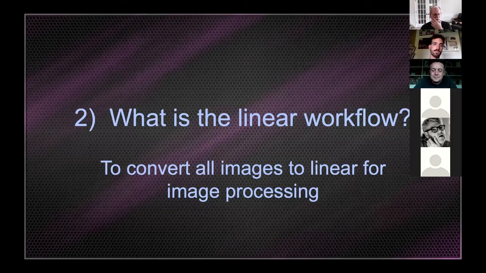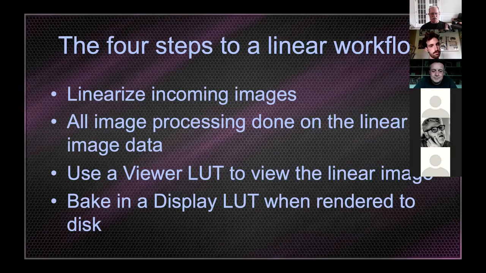So what is the linear workflow? It's to convert all incoming images to linear to prepare them for the proper image processing. So here's the 4 steps to a linear workflow. You linearize incoming images, all image processing is done on the linear data. You use a viewer LUT to view the linear data because it looks too dark natively. And then we bake in a display LUT when you render it to disk. You render it out as a TIFF, or not DPX, that'll be a log, but you render it out. You have to bake a LUT into it so that when the next guy picks it up, it'll look okay on his monitor, okay? But it's no longer linear data.